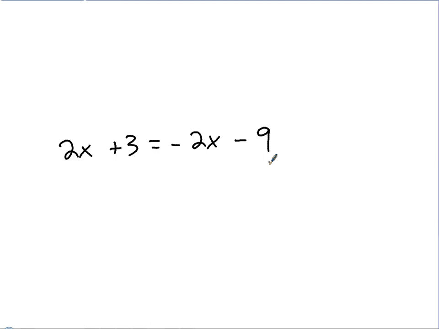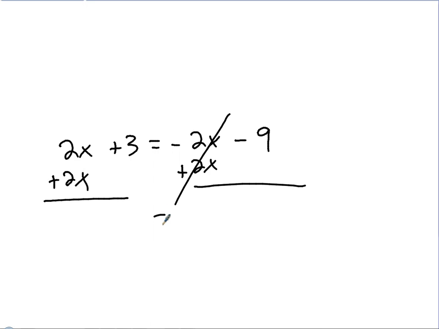What do I do to solve for x? You've got to combine like terms. Which side are we going to push the x's to? Okay, go to the left because I'll have more of them there. So we'll add 2x to both sides. Right, and then the 2x will go away, and I'll get 4x plus 3 equals -9.